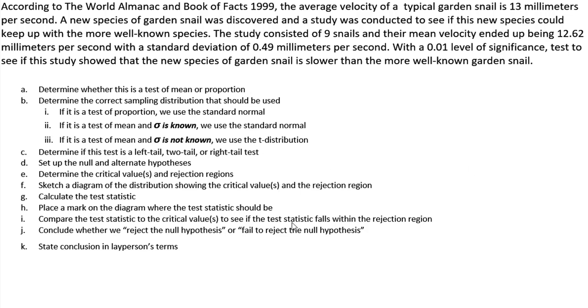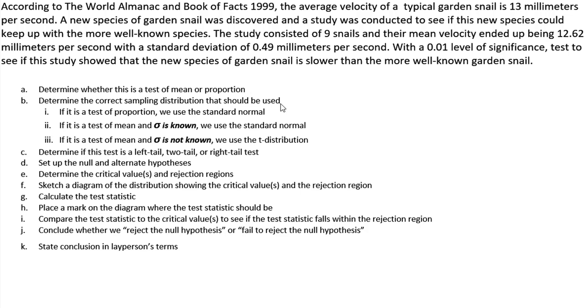Here's a list of things that we are going to eventually have to do, same as on the last problem. Determine whether this is a test of mean or proportion. It's a test of mean. We're talking about averages. Determine the correct sampling distribution that should be used.